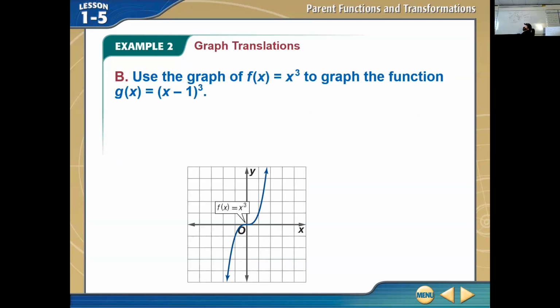Okay, use the graph of f of x, which is equal to x cubed, to graph the function g of x, which is equal to (x minus 1) cubed. So here, this is inside, so we're thinking horizontal translation. It's not stretched, it's not doing anything like that, so it's not transformed. Still that graph, it's just shifted 1 unit to the right.